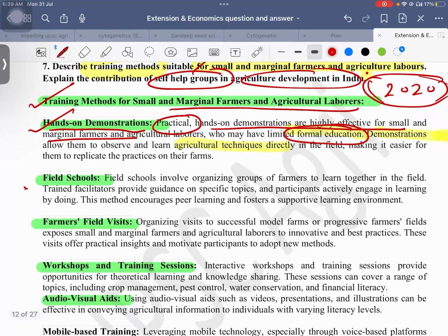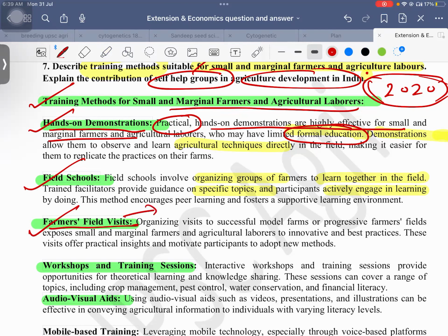Next is farmers field school. Here we organize farmers to learn together in the field. Because it is a school for them, wherein they can learn some specified topics or some specified practice. Next is farmers field visit.